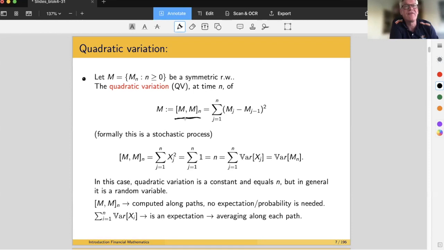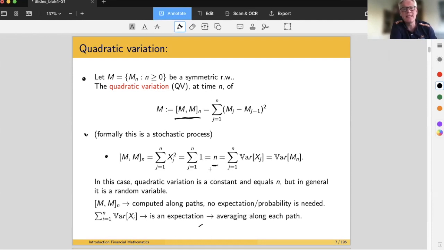And by definition, this is a random variable. It's obtained by taking the sum of the increments squared, a random variable. But in this particular case, it leads us to a constant. Why? Well, because formally this is a stochastic process, but if I write out this summation, I'm squaring X_j here, and we have seen that this is in essence a sum, j is 1 to n, of 1. So if I square X_j, we have just seen that it's a 1 or a minus 1. So the squared value is always 1. It's a sum of ones, and n ones makes n.